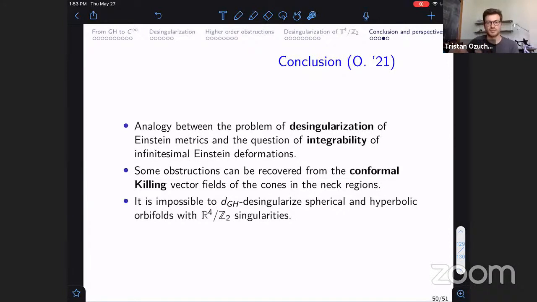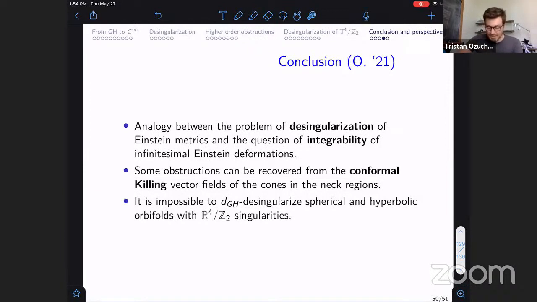These obstructions to desingularization are really obstructions to integrating infinitesimal Einstein deformations of the neck region of the cone. That's how I want to see these obstructions. I really want to see them that way.